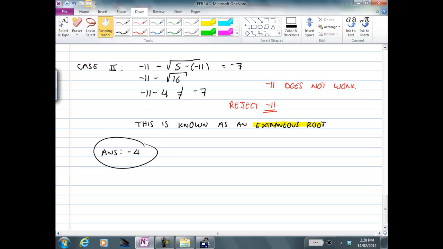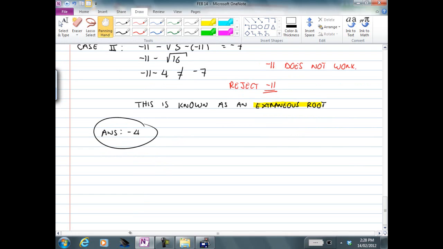You have to write down the word "reject." Otherwise, I wouldn't know which one. That's why. And they're going to ask you, so in this case, this is your extraneous root. -11 is an answer that does not work. That's what extraneous root means.